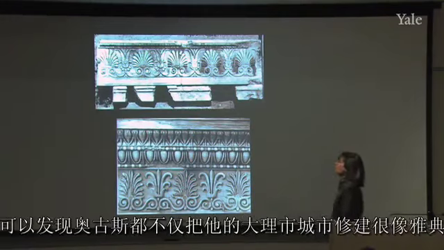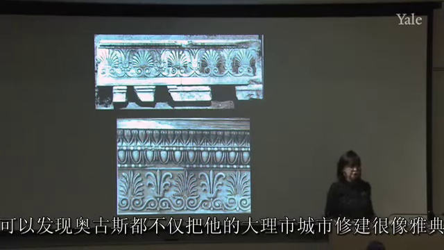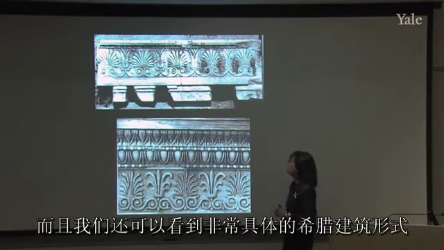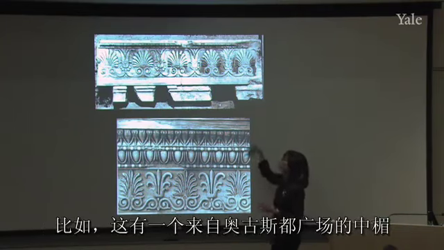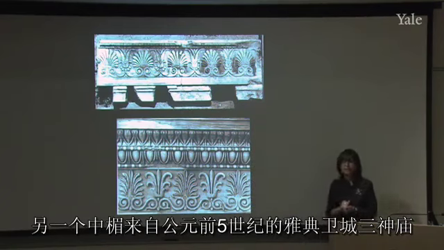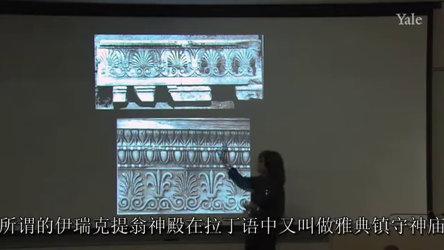We're going to see that Augustus not only builds his marble city in order to make it look more like Greece, more like Athens, and to connect his new golden age with the golden age of Periclean Athens, but we see very specific Greek models being used. For example, one of these is a frieze from the Forum of Augustus. The other is a frieze from one of the three temples on the Acropolis in Athens of the 5th century BC, the so-called Erechtheion, or Erechtheum in the Latinized version.